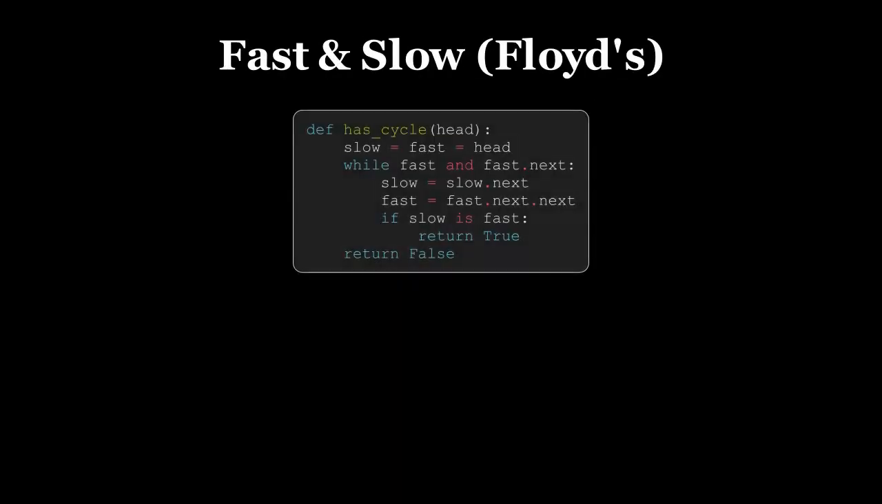Same direction now, the fast and slow variant, also called Floyd's tortoise and hare. Both pointers start at the head. Slow moves one step, fast moves two. If the linked list has a cycle, fast will lap slow, and they'll meet. If fast reaches None first, no cycle. Constant space, linear time. This is the standard way to detect cycles in linked lists without a visited set.